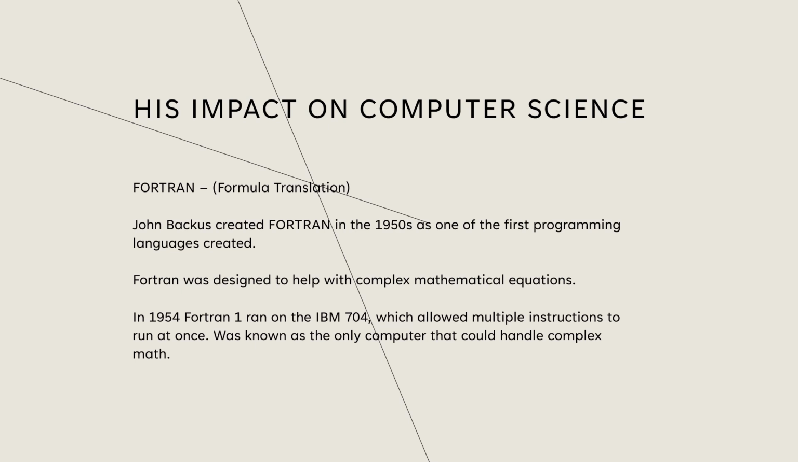In 1954, Fortran 1 ran on the IBM 704, which allowed multiple instructions to be run at once. It was known as being the only computer in the world that could handle that kind of complex math.